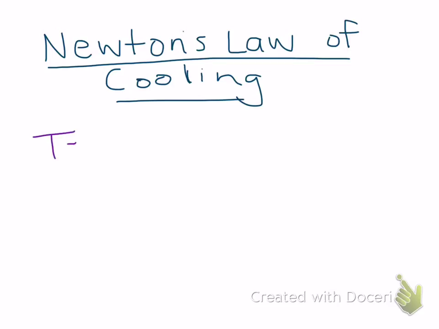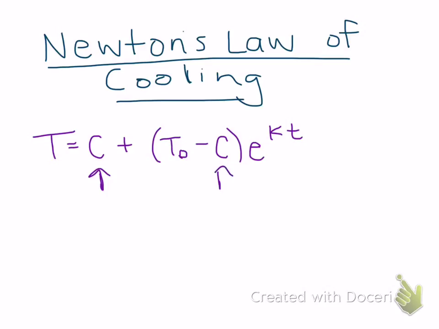So the formula is T equals C plus the quantity of T naught minus C, e to the kt. So C is your room temperature. It's actually technically considered our cooling temperature, but if you think about it, an object sitting in a room that's 70 degrees, well, that's going to be its cooling temperature. It can only cool down to the value of the room.